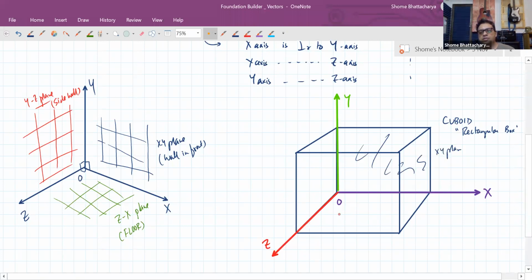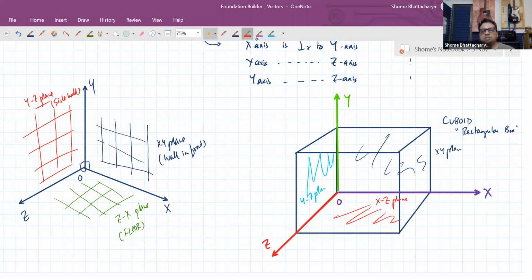This floor on which you are sitting, this is the XZ or ZX plane. And this wall to this side of you, this is again the YZ plane. So this is your system of mutually perpendicular axes. X is perpendicular to Y, Y is perpendicular to Z, and Z is perpendicular to X.